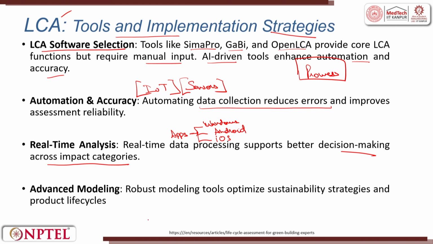Then we have advanced modeling. That is, robust modeling tools optimize sustainability strategies and product lifecycle. Whatever apps we develop, for example, GaBi is one of the software that is there. There is a GUI, graphical user interface. You input the data, at the back end some calculations are happening. Those calculations are the algorithms which we are talking about here in modeling. You can also develop your own models and your own apps. There are tools which help you to put your own data here.